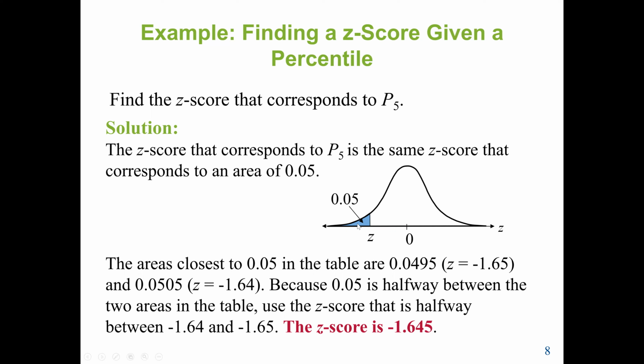Now, since this value is from the left, when P5 is area 0.05 from the left shaded to the z, we are going to use the probability value here to find the z-score. And looking at the table, the closest value is 0.0495, which is negative 1.65. And also we have another value, 0.0505, which is negative 1.64. Now here we say because 0.05 is halfway between the two areas in the table, we can use the z-score that is halfway between negative 1.64 and negative 1.65, which will give us negative 1.645.